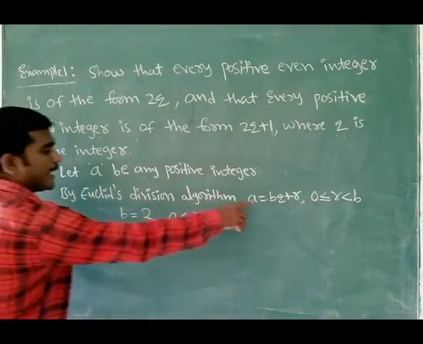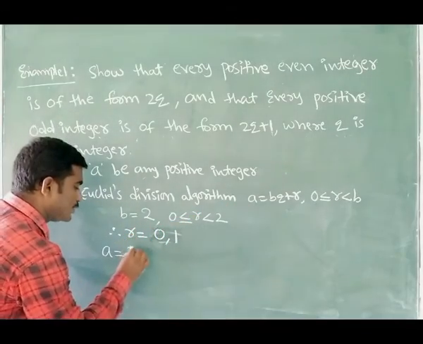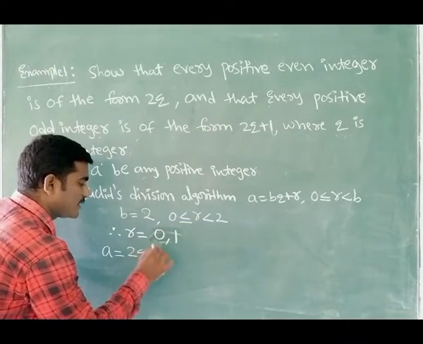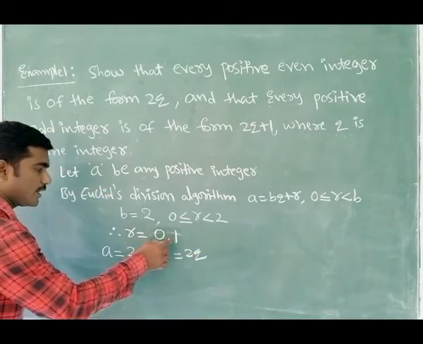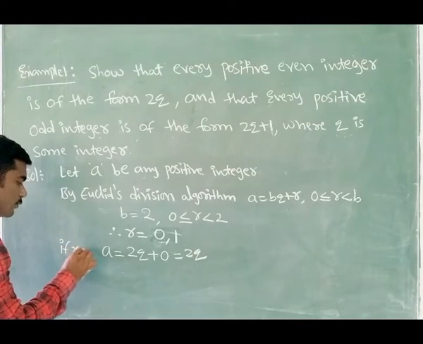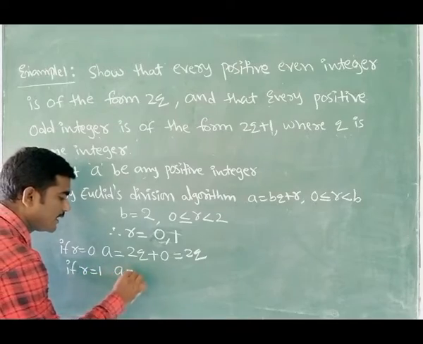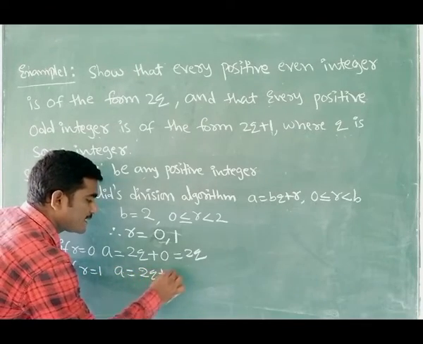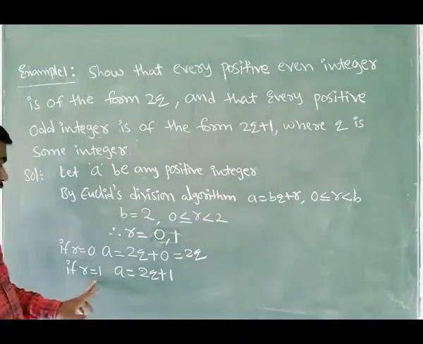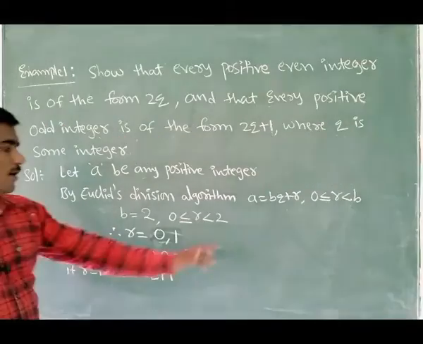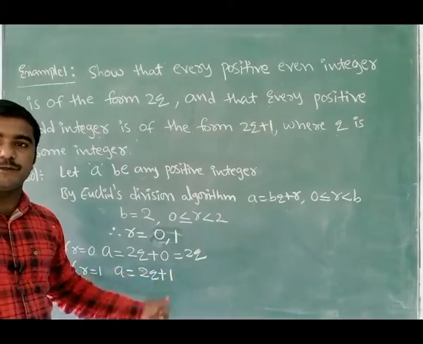Now substitute in the formula a is equal to bq plus r. A is equal to bq, b value is 2, so 2q plus r, r is equal to 0, nothing but 2q. Next, if r is equal to 1, what is the value? 2q plus 1. R is equal to 0 completed, r is equal to 1 completed. See, we got here 2q and 2q plus 1.